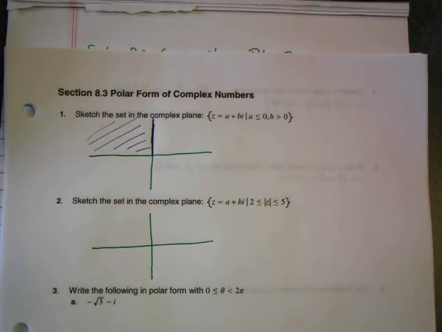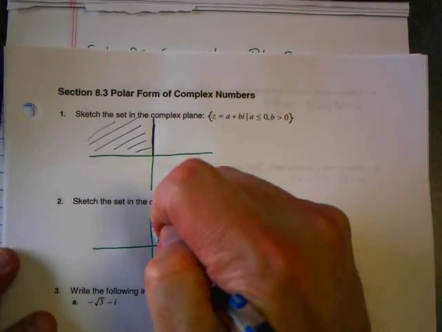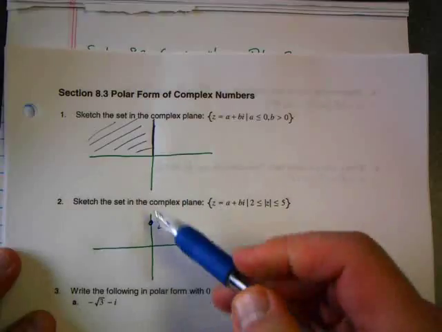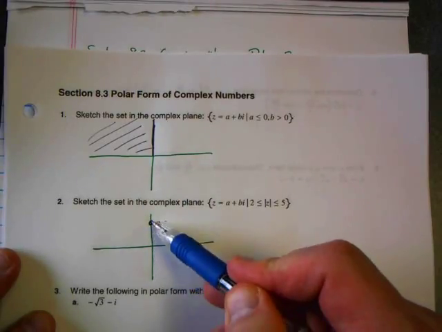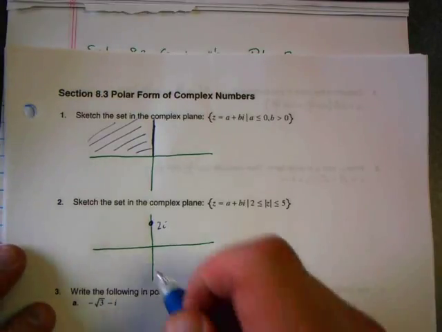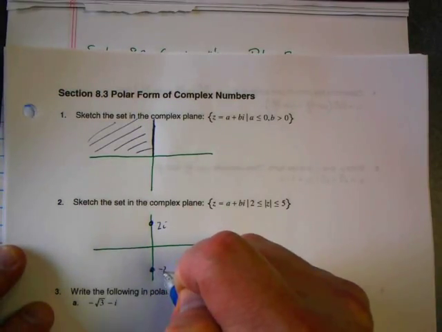Now, can you give me any old complex number in the whole wide world that has length 2? What'd you say? 2i would have length 2, wouldn't it? 2i would be right here. That would have length 2. Can you give me another complex number that has length 2? Negative 2i would have length 2.